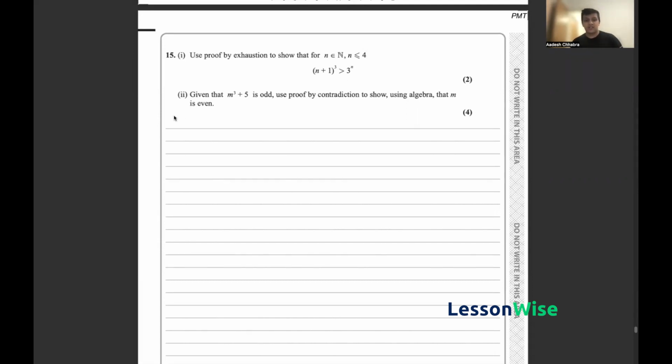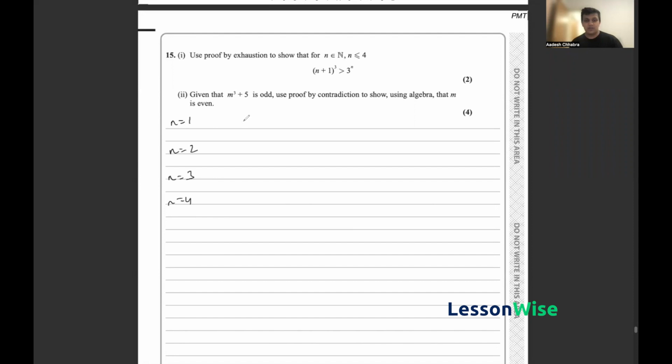So that leaves us with the values of n that we can use to be n equals 1, n equals 2, n equals 3, and n equals 4. Now, all we have to do to use proof by exhaustion is basically substitute each of these values into this equation until we have exhausted all of our values. So essentially, let's go ahead and do that.